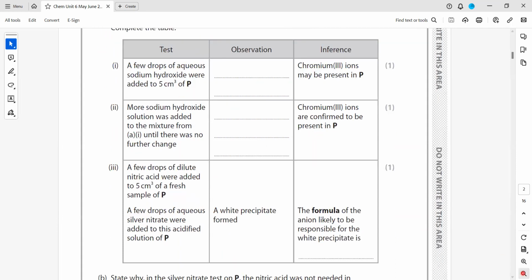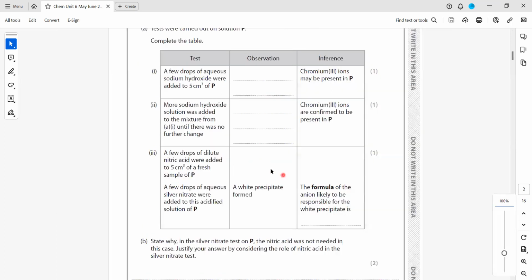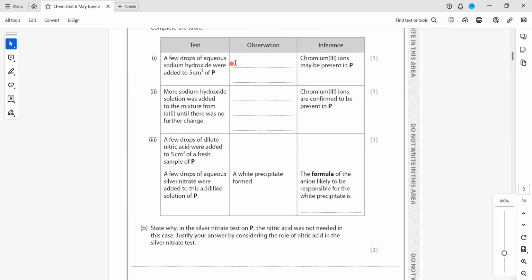So when we carry out the tests on P, first a few drops of sodium hydroxide were added, and the inference is chromium might be there. So if chromium is there, what will be the color of the precipitate? Then it will be a green PPT, because with chromium, the solution will form a green PPT.